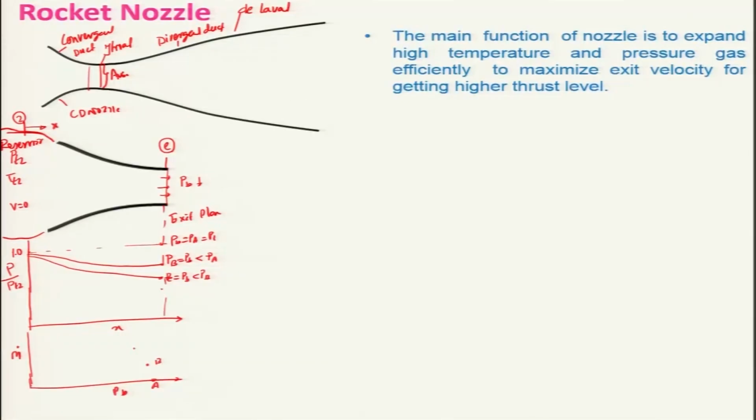Let us consider another case, that PD, where it is much lower than the PC, and such that it will be reaching the maximum flow rate. This is your C.